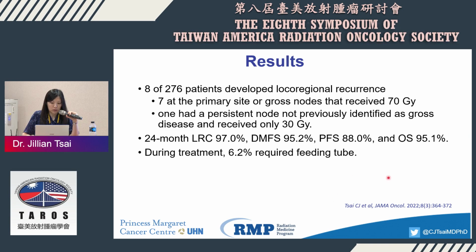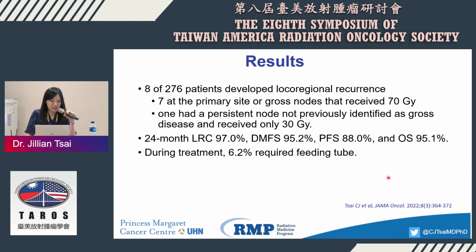So what about the results? Because people tend to get very nervous, right? When you go down from 50-some gray elective to 30 gray, people tend to worry about whether there could be recurrence in the elective region.